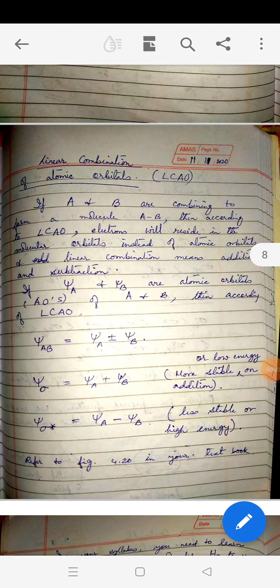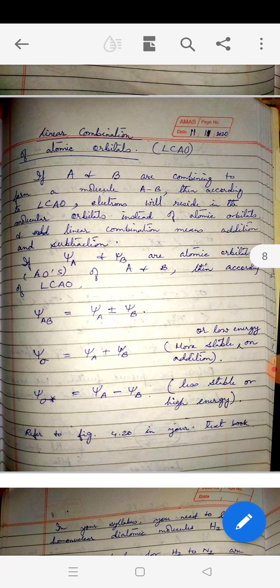Okay, students, let us continue with the discussion where we left off with chemical bonding. Our next topic is linear combination of atomic orbitals, which is an extension of MO theory. The hypothesis of MO theory is already discussed. So let us consider a molecule formed between two atoms, A and B.